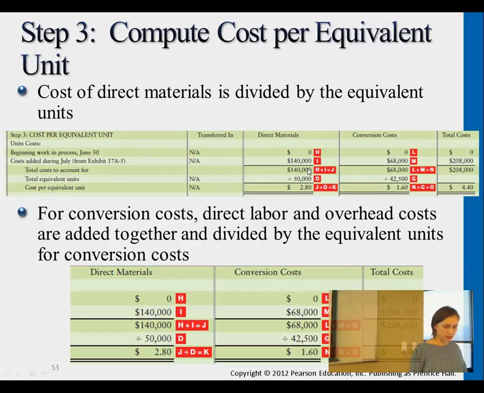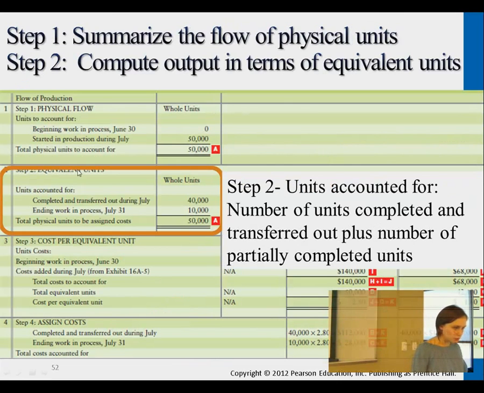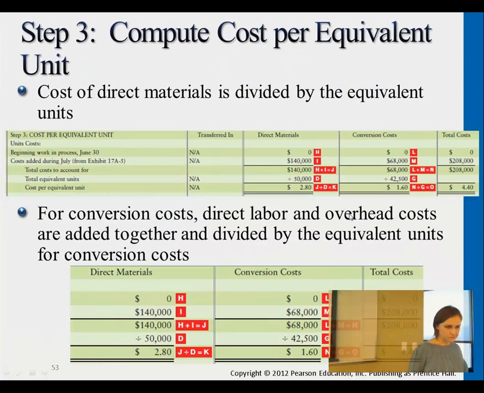And then I calculated my total equivalent units. You remember? Units to account for, 50,000. So what I'm going to do is take 140,000 and divide by 50,000. This is how I'm getting my cost per equivalent unit for direct materials. Now we said there are two parts, direct materials and conversion costs.